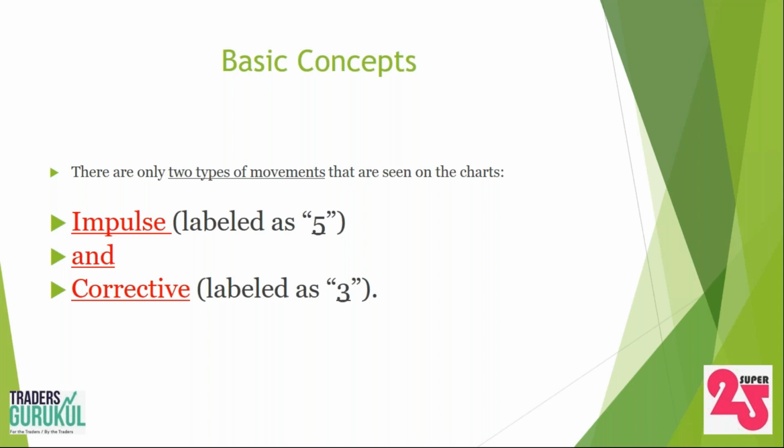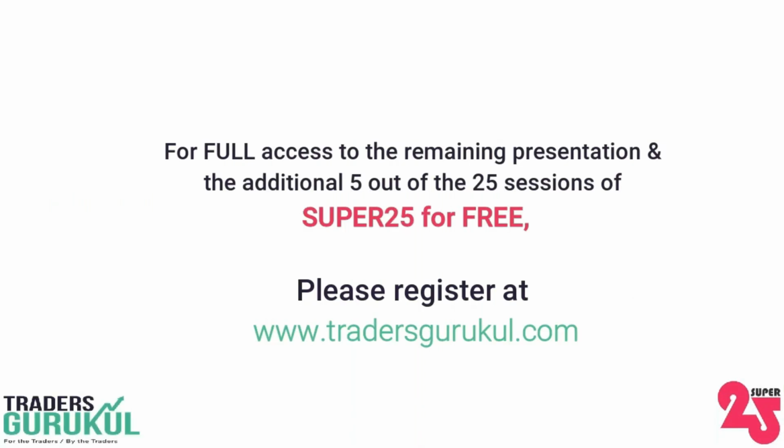One, two, three, four, five. They are labeled like this. There can never be four waves or six waves in an impulsive pattern. An impulse pattern can only be one, two, three, four, five. That's it. And that too, either trending up or trending down. They cannot be sideways. And anything and everything apart from impulses is corrective.